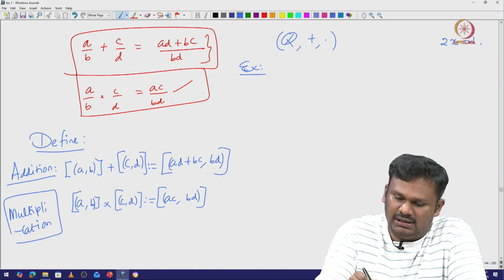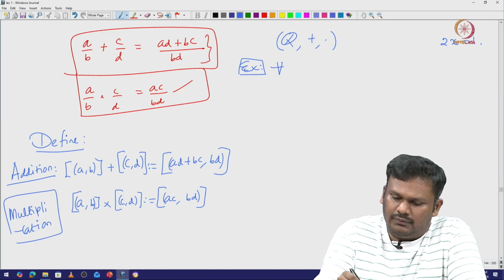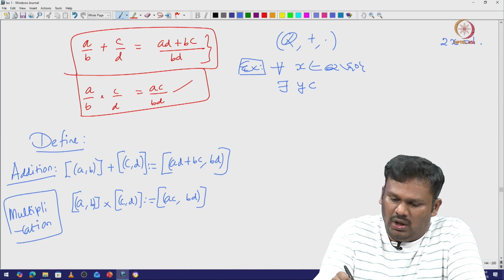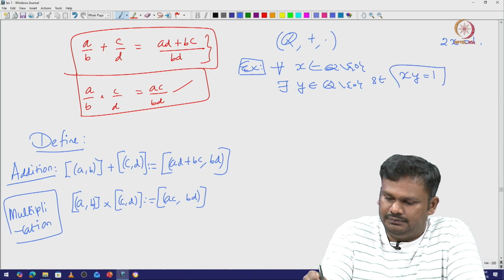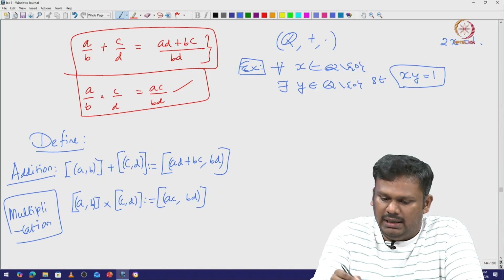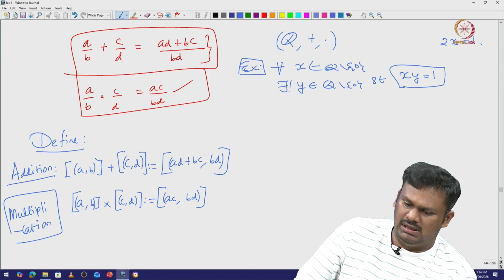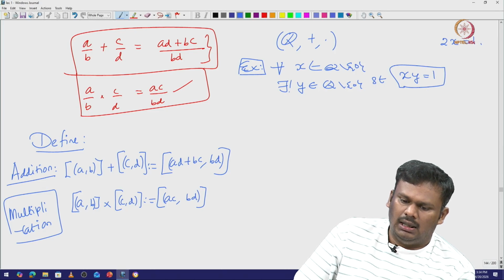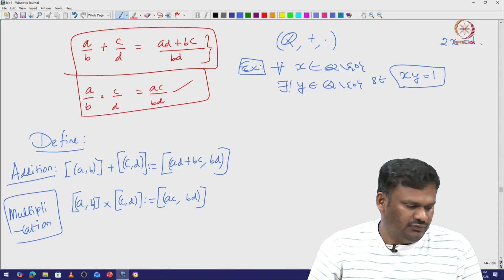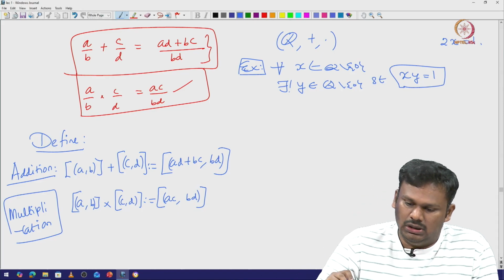This is the only hard exercise: for all x in Q difference 0, there exists y in Q difference 0 such that x y equals 1. And indeed, this element will be unique. That is not very hard to see. And all these properties will make this Q, plus, dot into a field.